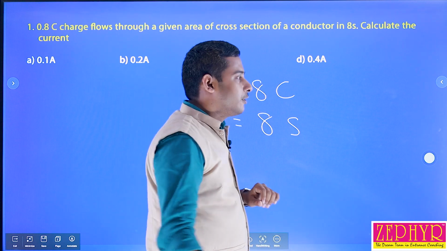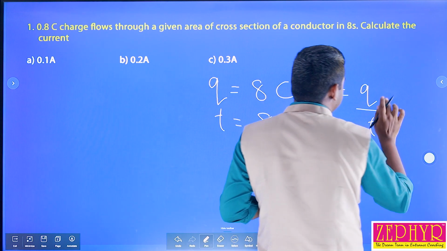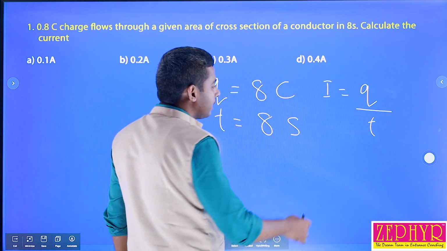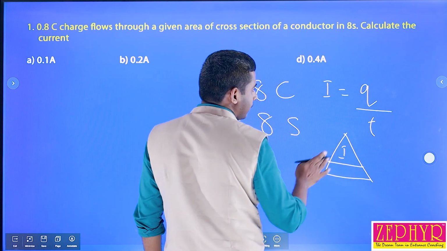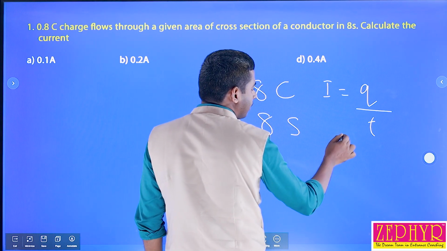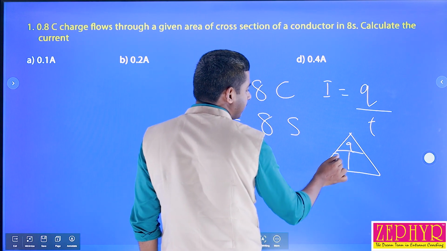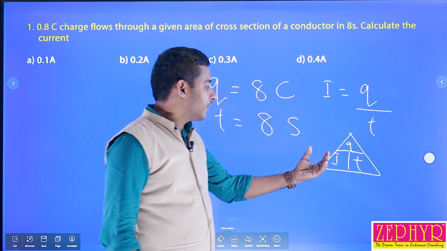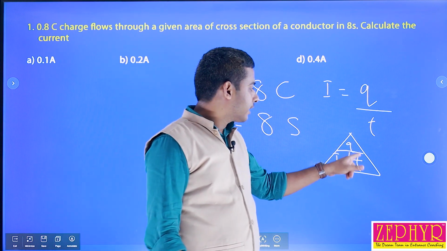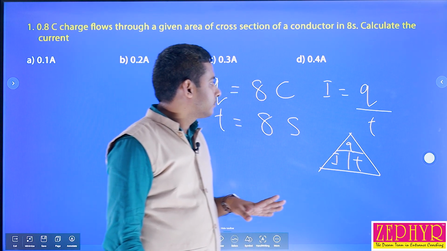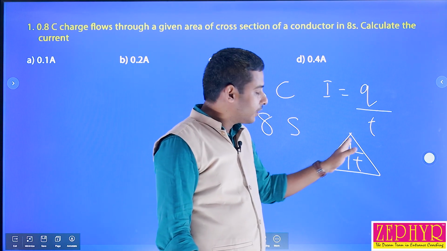So students, we know I equal to Q divided by T, that is the basic equation. You can learn like this also: one triangle, with Q at the top, then I here, T here. From the given triangle we can say I equal to Q by T, T equal to Q by I, then Q equal to I into T.